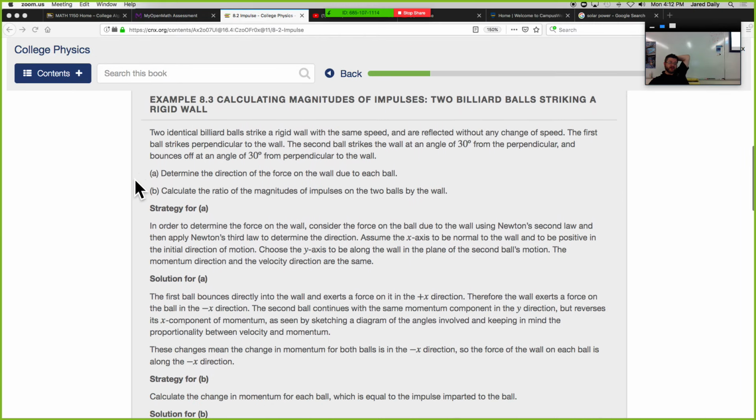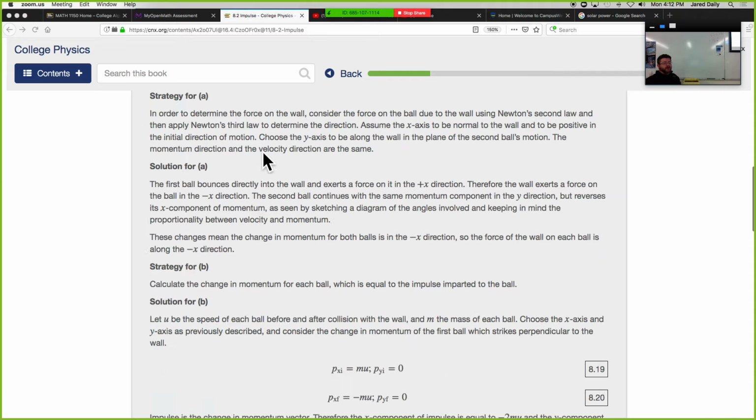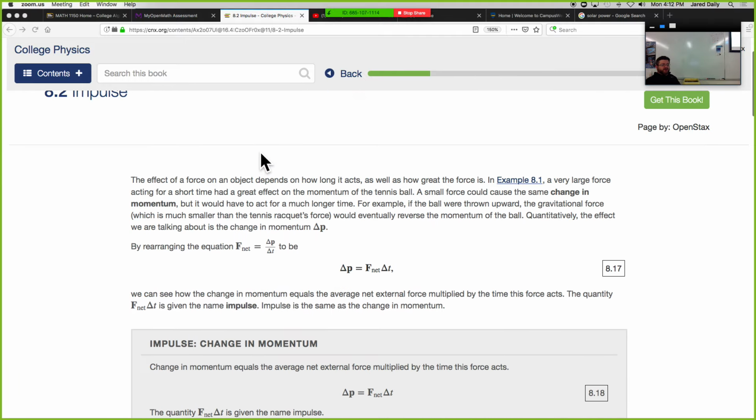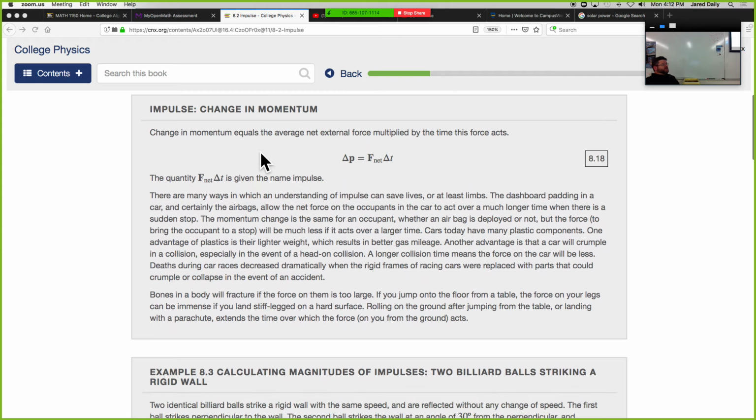So let's calculate this one here. Let's do this example. We have two of these billiard balls or pool balls. They're going to hit a wall. The first ball is going to come in and hit the wall straight on, dead on the wall. They don't have a picture of this, but we'll draw one in a second. So it goes straight into the wall and hits it and bounces straight back out.